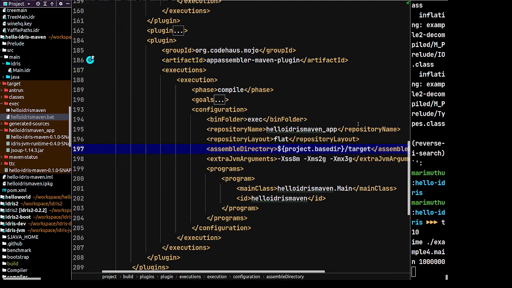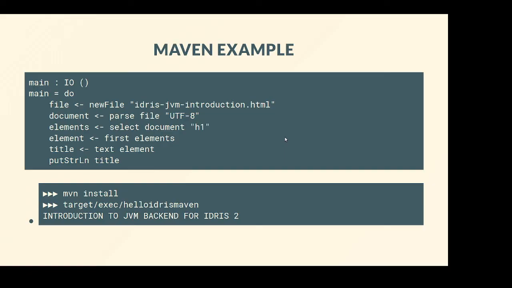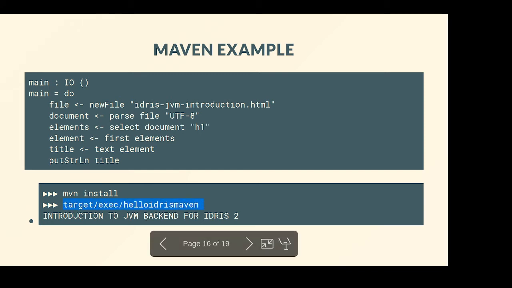You can run it with just Maven install, which will compile Idris and produce the jar files, the dependency plugin will package everything into one folder, and then the appassembler plugin will generate the launcher scripts. Then you can just run it with this. So this is the title in the first page. We were able to parse the title from the HTML.